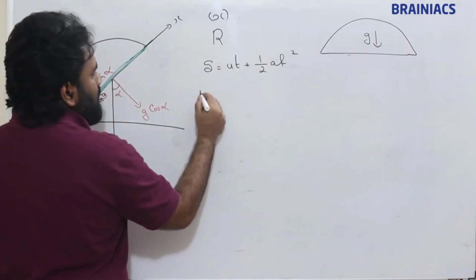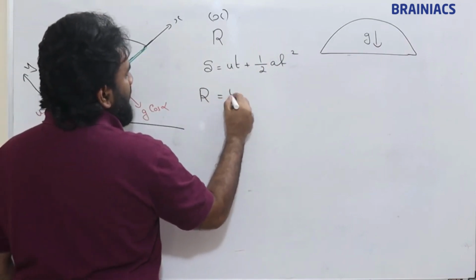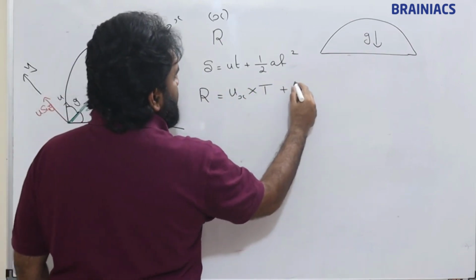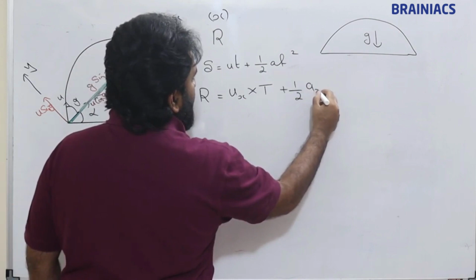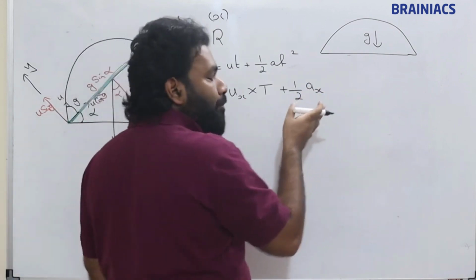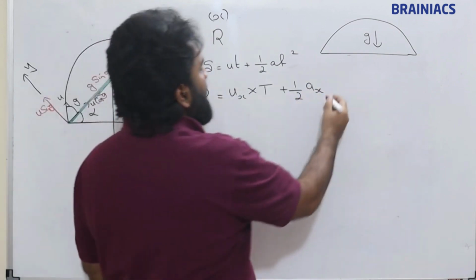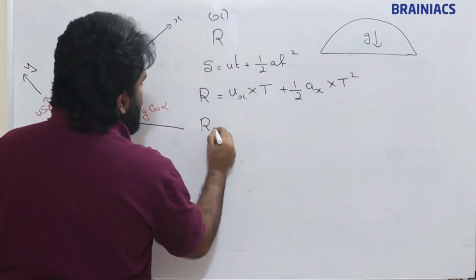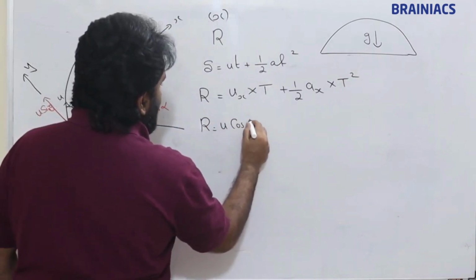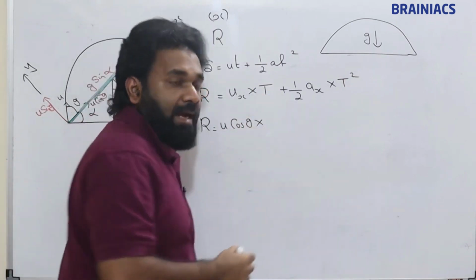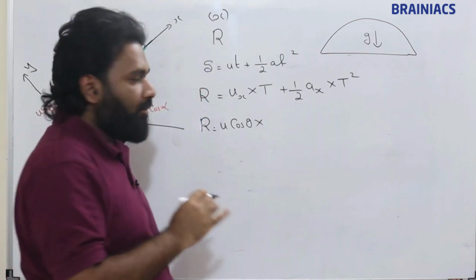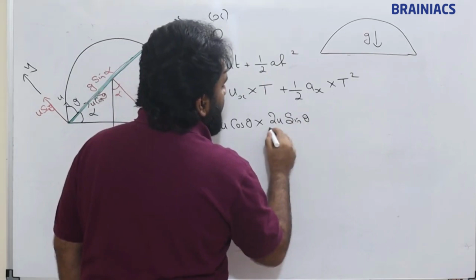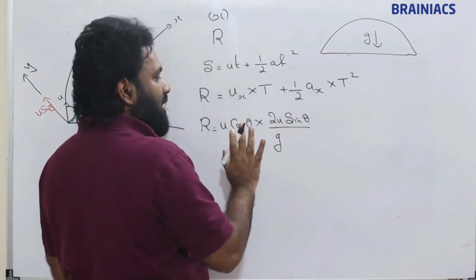Let us do. So range is equal to initial horizontal velocity into time of flight plus half into the component of acceleration in the x direction, into the time of flight square. So range is equal to u cos theta into what is time of flight in the projectile. Just now we have derived. This is nothing but 2u sin theta, till this no change, divided by g. Okay, this is the time of flight.